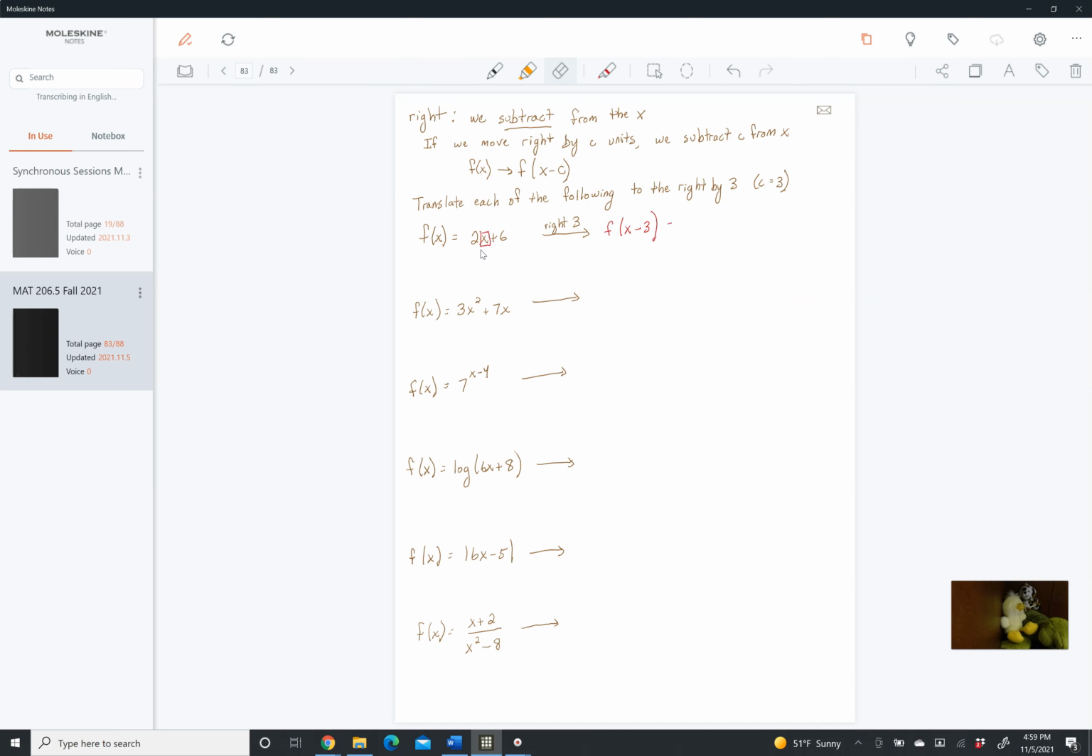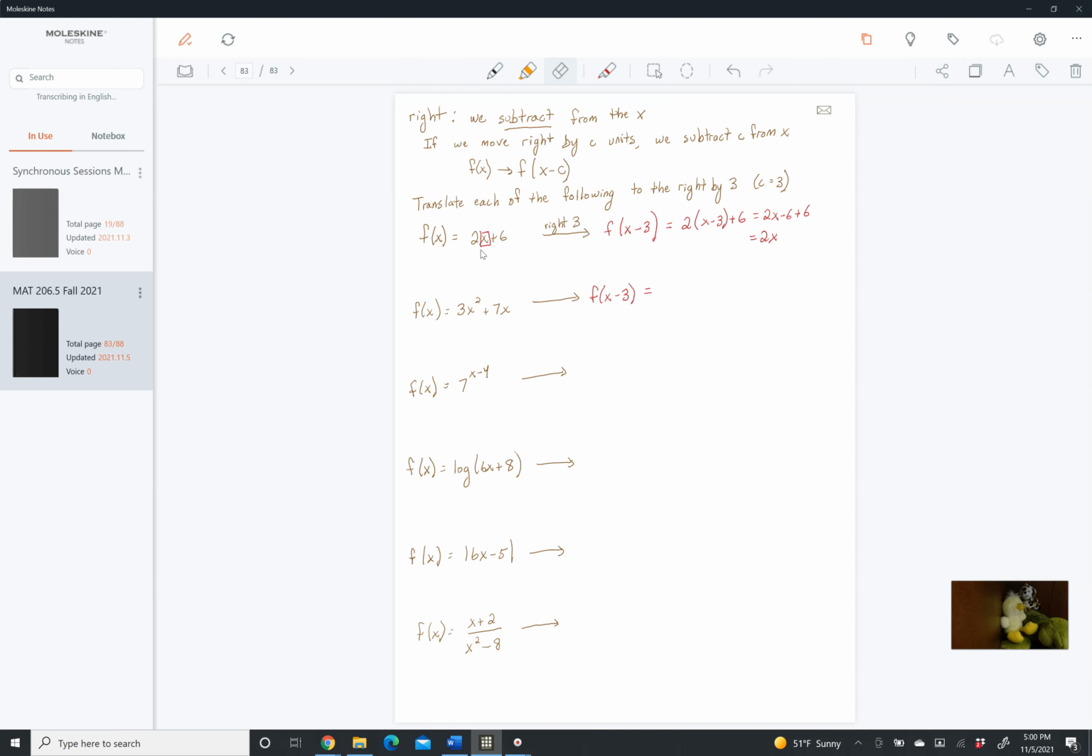So here's our x. Instead of writing 2 times x plus 6, we're going to write 2 times x minus 3 plus 6. And you could simplify this, okay? This is easy enough to simplify. You can distribute the 2. You get 2x minus 6 plus 6, which is just equal to 2x. Most of the time I won't ask you to simplify it. It's just that if I'm having you do multiple transformations, it's possible that it could make things easier for you. Okay, let's do the next one, f of x minus 3.